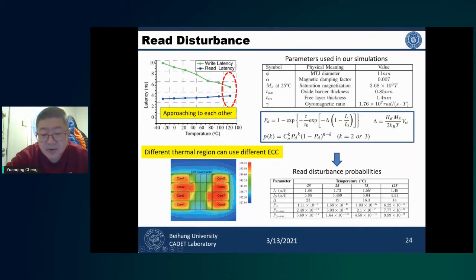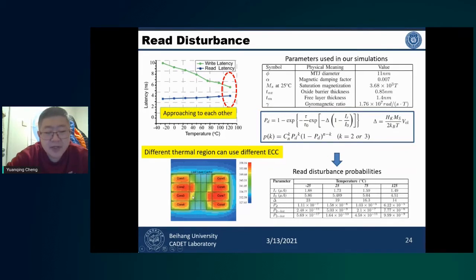From this table, we can see the error rate changes significantly at different temperatures. So the motivation of our work is that in the hot region, the error rate may be very high, so we have to use a stronger error correction code, or ECC. The ECC scheme is used to protect the memory cell.